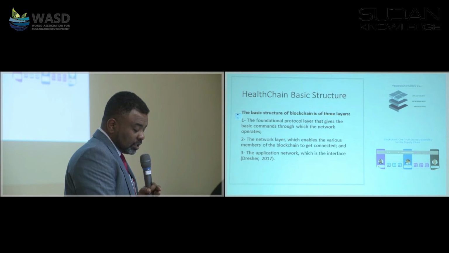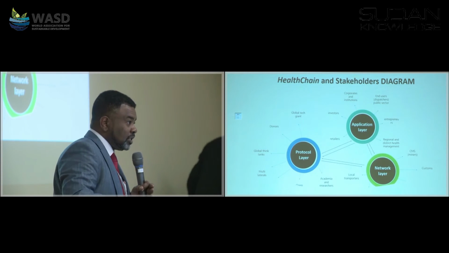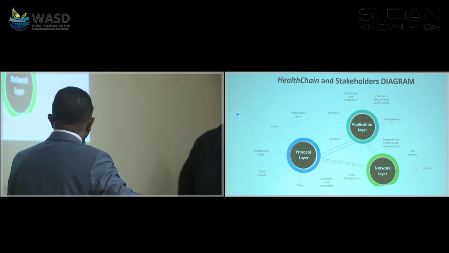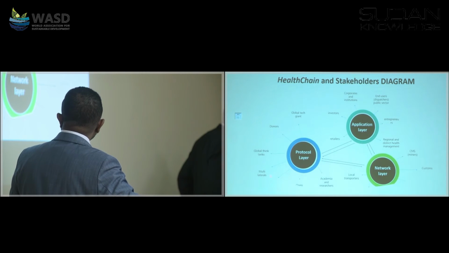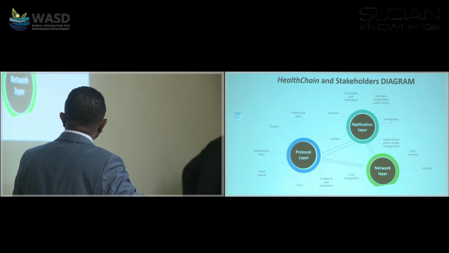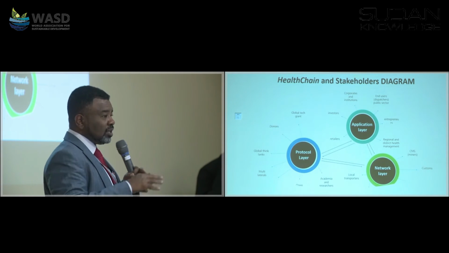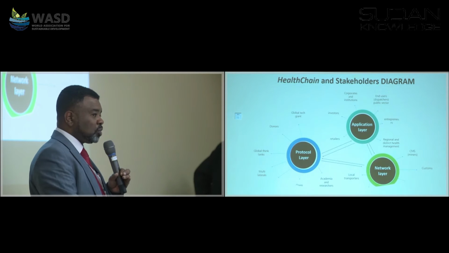I will not go into the details of each. This diagram just demonstrates who are the stakeholders along the development stack. So at the protocol layer, you will find usually academia and researchers, developers, global think tanks, global tech giants. Those are the stakeholders around the protocol layer.